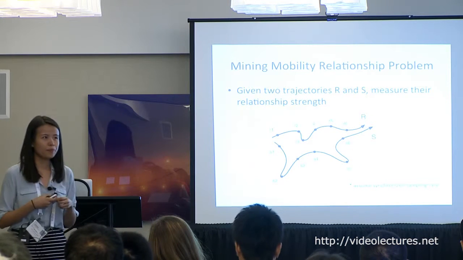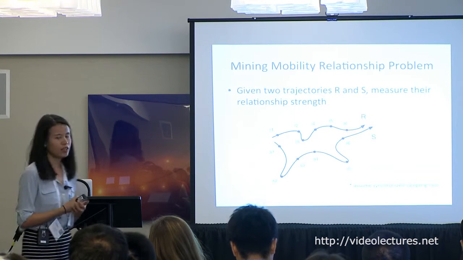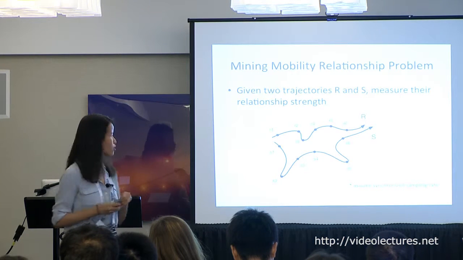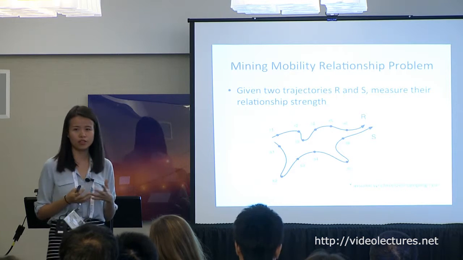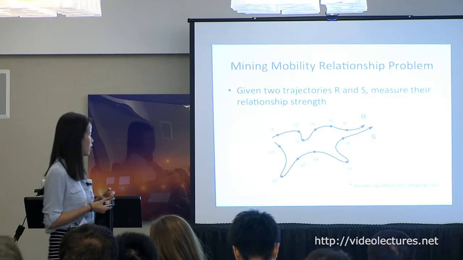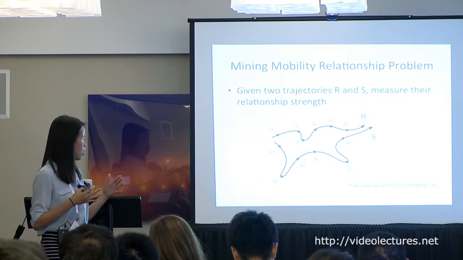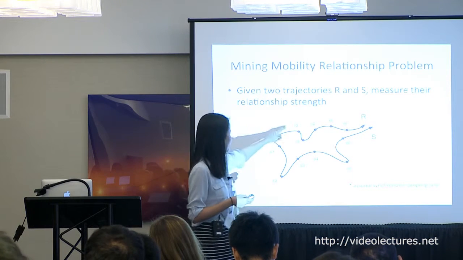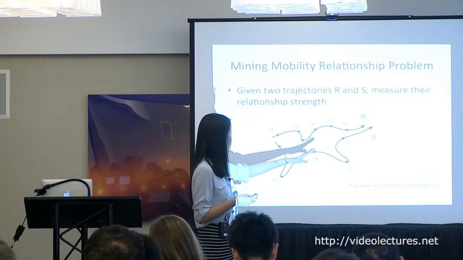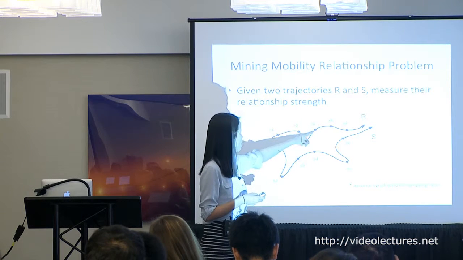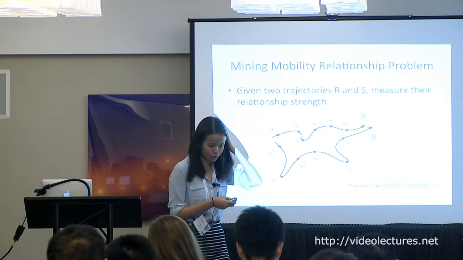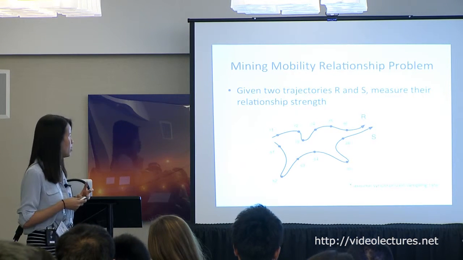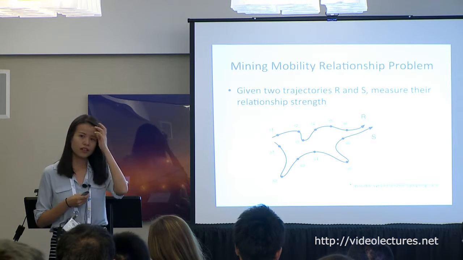Okay, so basically the relationship detection is I give you two trajectories of two moving objects. You want to determine what is their relationship. Or maybe the first question we can ask is, given two movements, say we have two trajectories here, like R moves like this and S moves like this, and each of these is a timestamp and a location. The first question we could probably ask is, given two trajectories, what is the relationship strength?